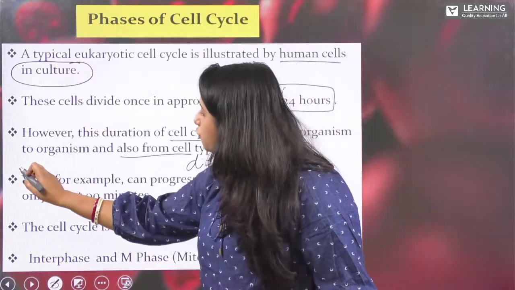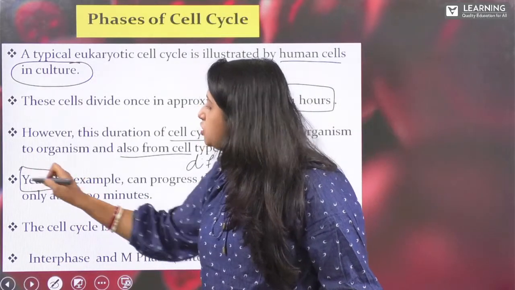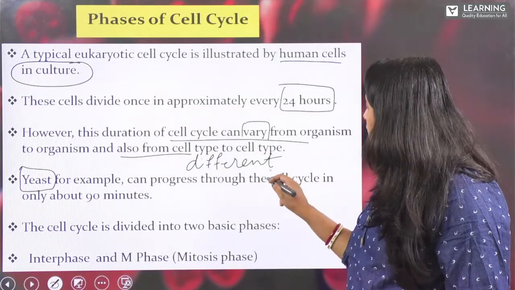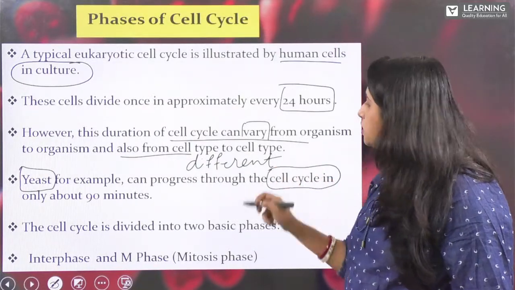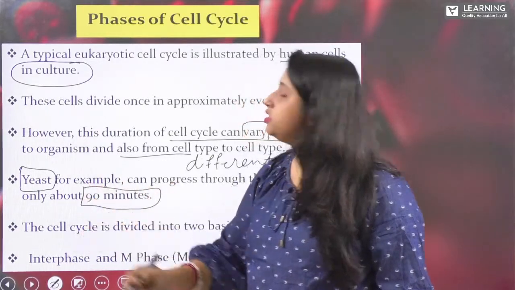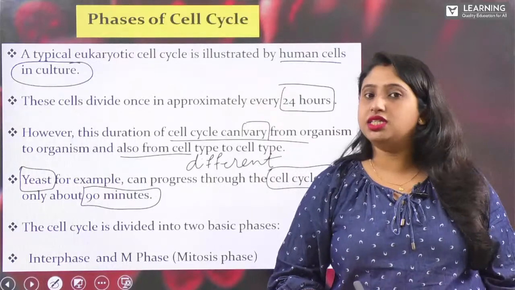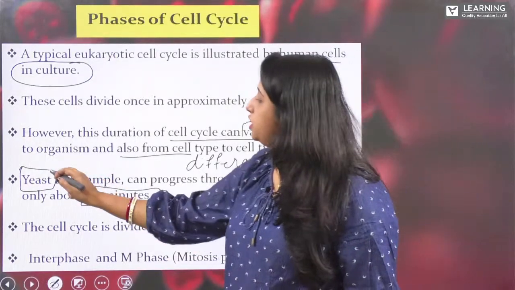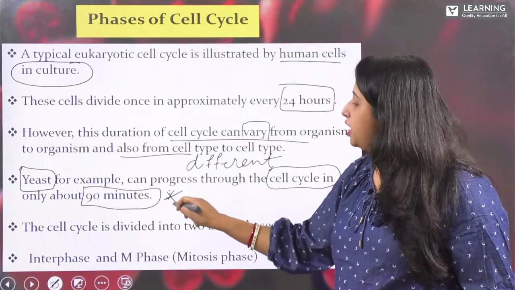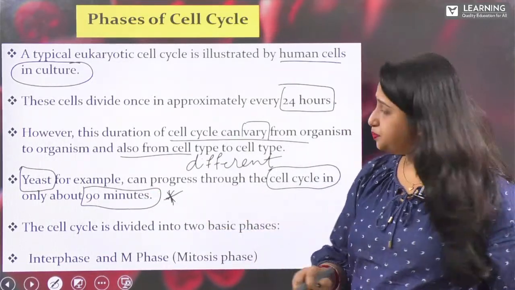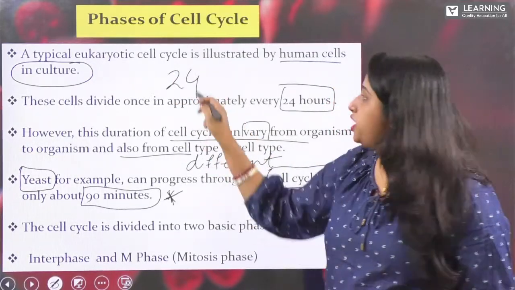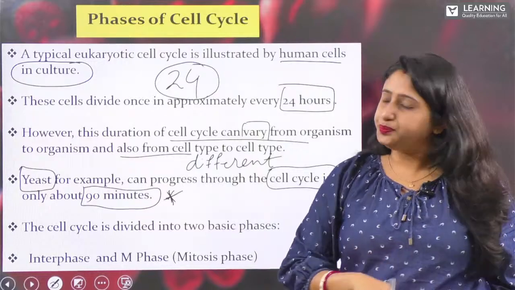It varies from one living organism to another. In the case of yeast, which is a fungus, the cell cycle requires about 90 minutes. In 90 minutes only, the cell completes its cycle. But in the case of human beings, how many hours? It requires 24 hours. Clear?